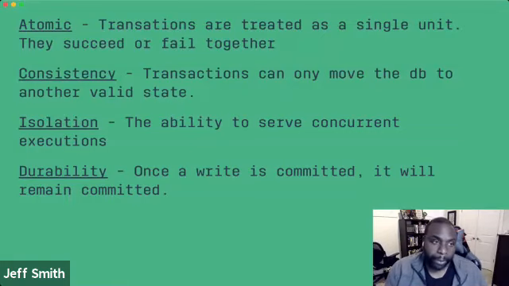Durability, and this is one we're probably going to focus the most on, is once a write is committed, it will remain committed. Meaning, once I write this data, I feel confident that this data is in the database and it's not going to be lost as part of some system failure.